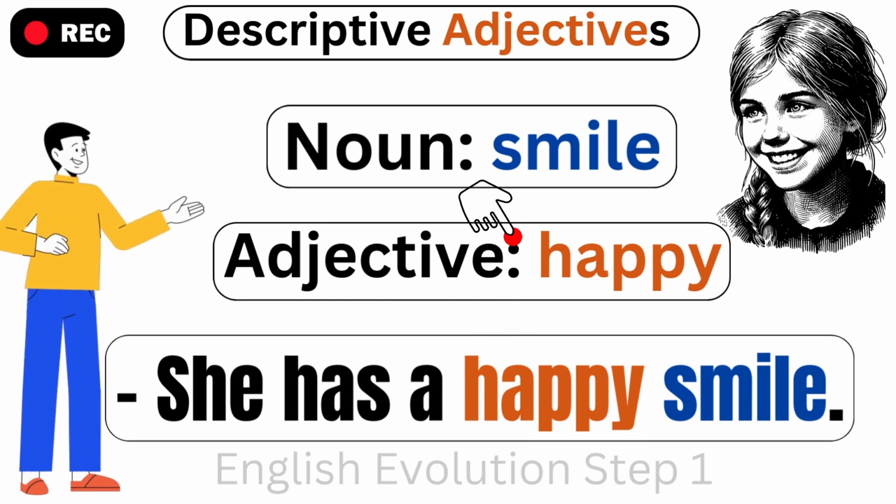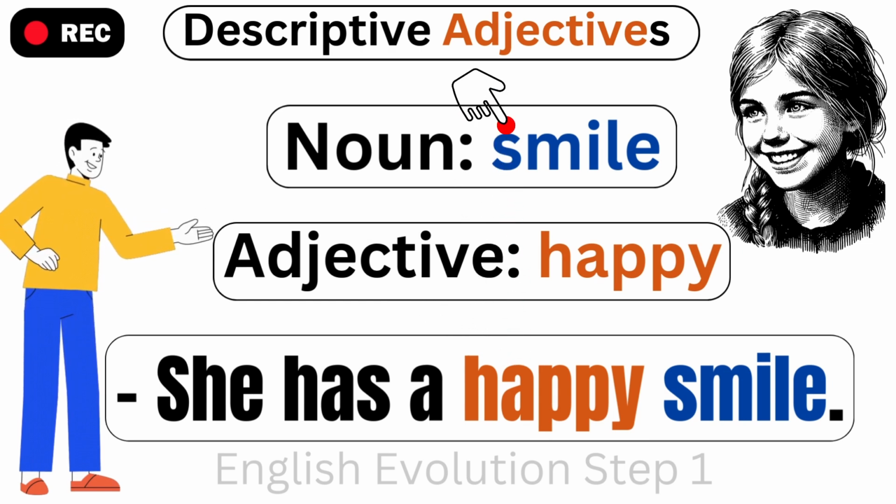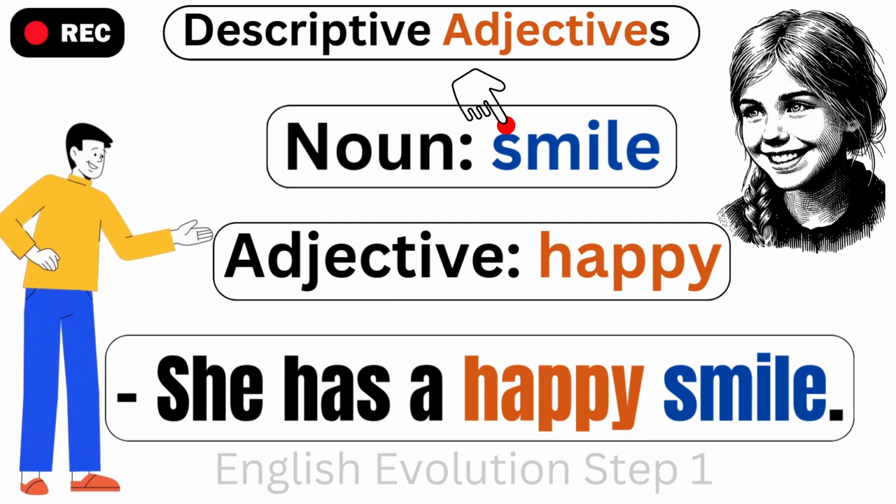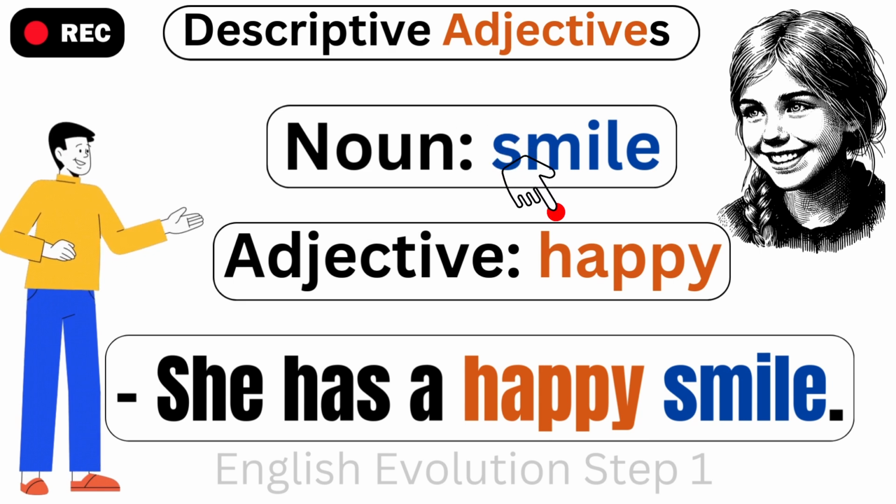1. Identify the noun. First, find the noun you want to describe. A noun is a person, place, thing, or idea. 2. Choose an adjective. Pick a descriptive adjective that fits the noun. The adjective should give more information about the noun.